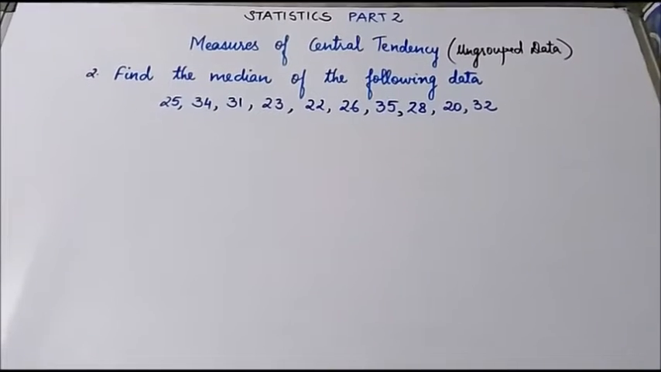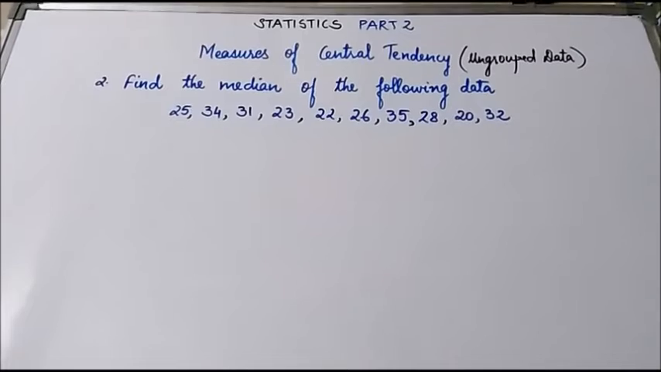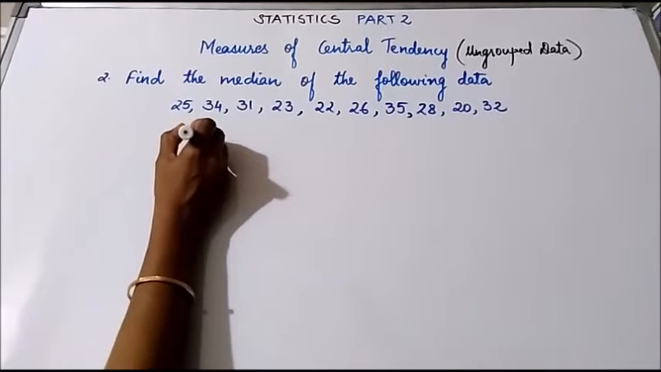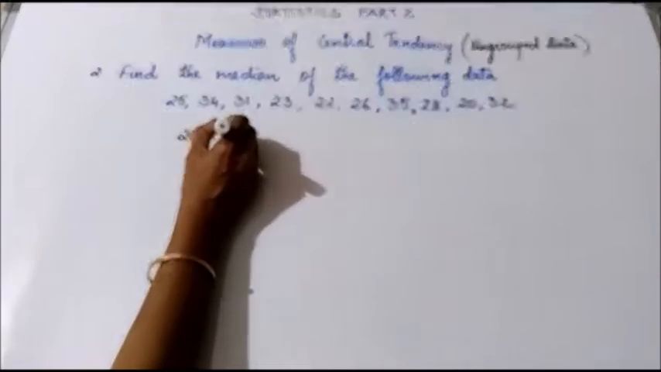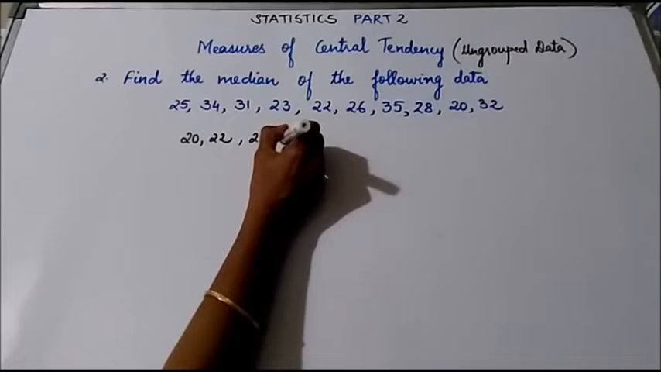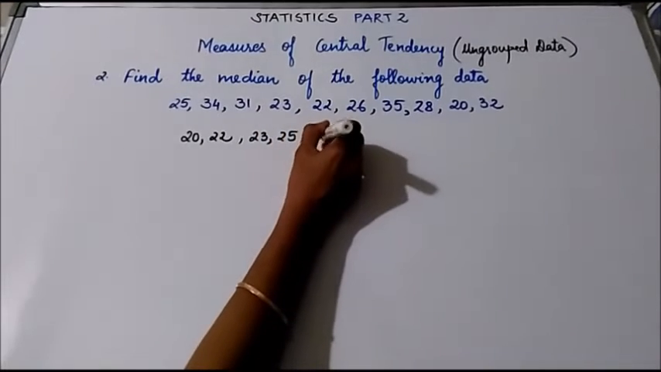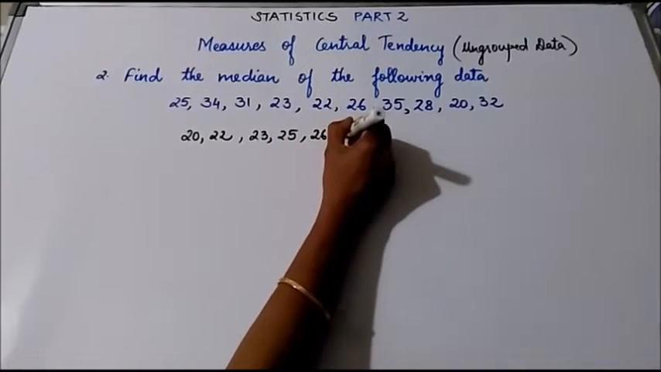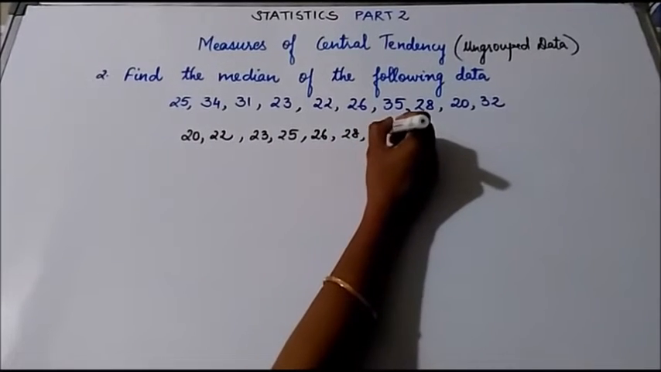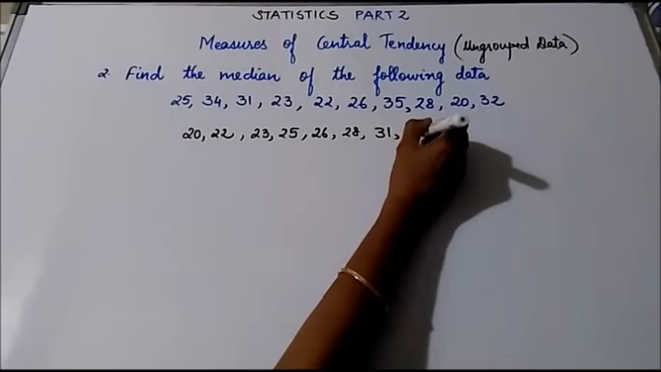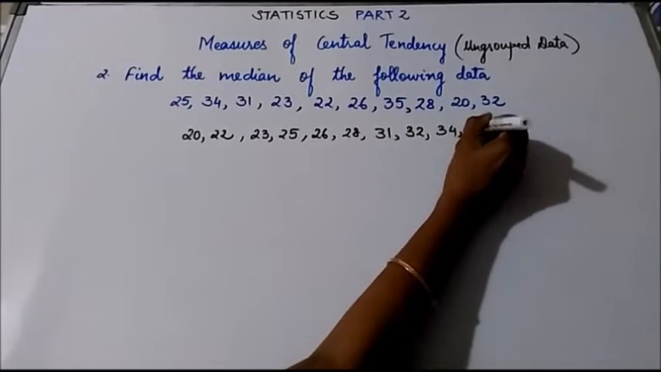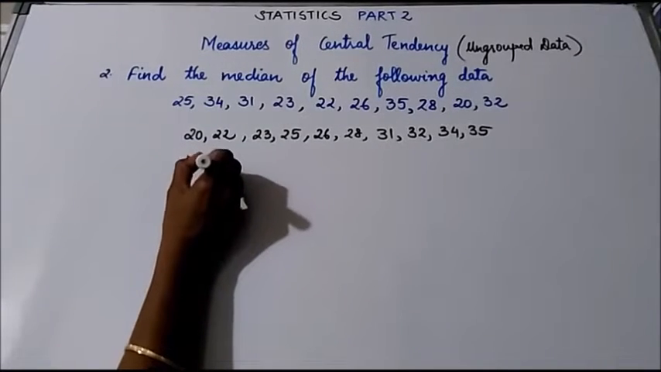Second question, find the median of the following data. First let us arrange the data in ascending order. The first will be 20, then 22, 23, 25, 26, 28, 31, 32, then we have got 34 and 35. First let us find the number of observations.